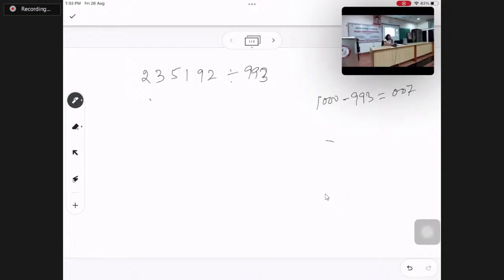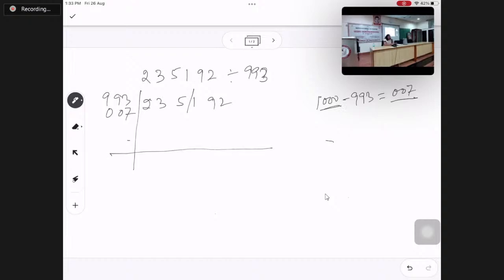Modified divisor. So this is 235192. The base has 3 zeros, so we put a slash and we divide by 993, which is 007. This is the modified divisor which we have obtained after subtracting the divisor from the base. As I told you, the number of digits in the modified divisor should be the same as the number of zeros in the base.